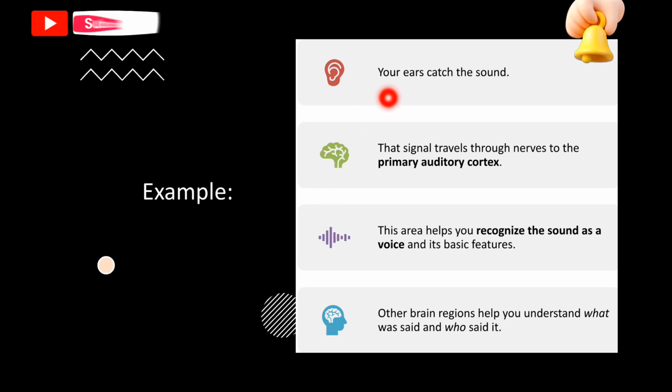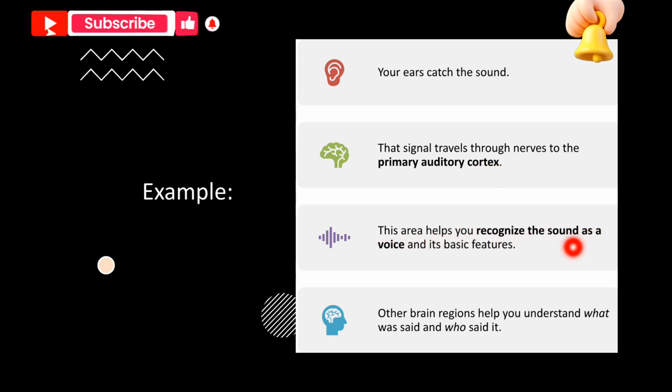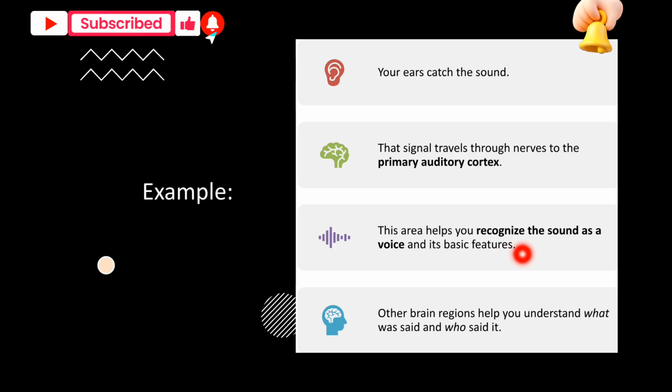Example: your ear catches the sound. That signal travels through the nerves to the primary auditory cortex, and this area helps you recognize the sound as a voice and its basic features. Other brain areas help you understand what was said and who said it.